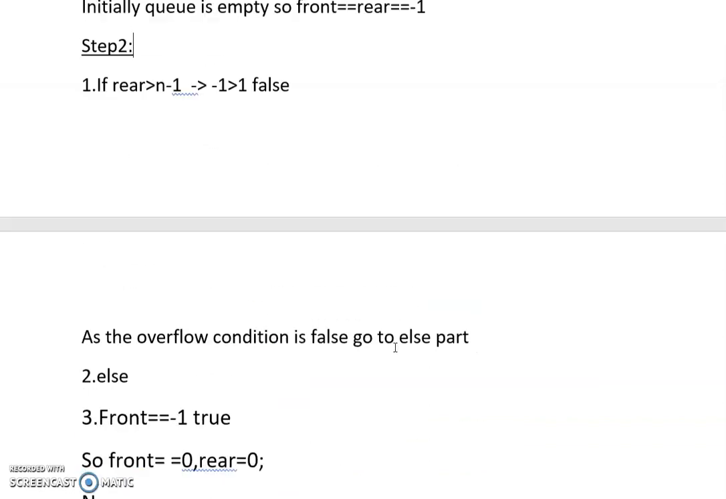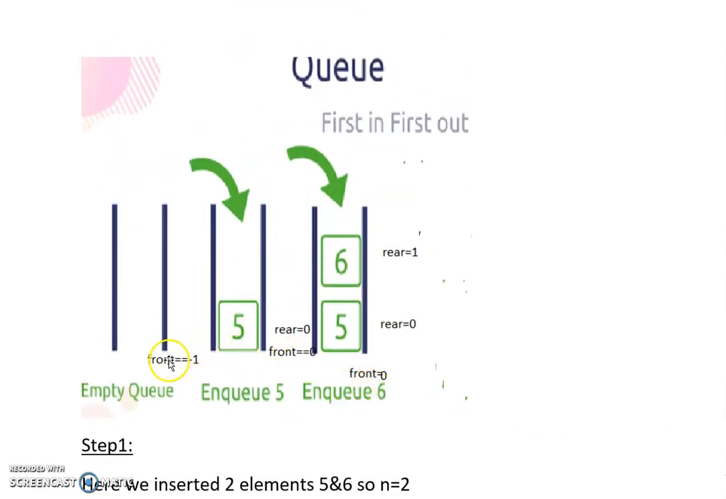This is our insertion. What we have done: first front equals -1 and rear equals -1, which means an empty queue. Then front equals -1, so we set front equal to 0 and rear equal to 0. At the 0th position we inserted an element. Then the rear value was incremented to 1. After incrementing rear to 1, we inserted another element. We have taken only 2 as the size, so we inserted 2 elements. So the queue is full. If rear is incremented to 2, we have no more space to insert an element. So the queue is full. This is the insertion operation.